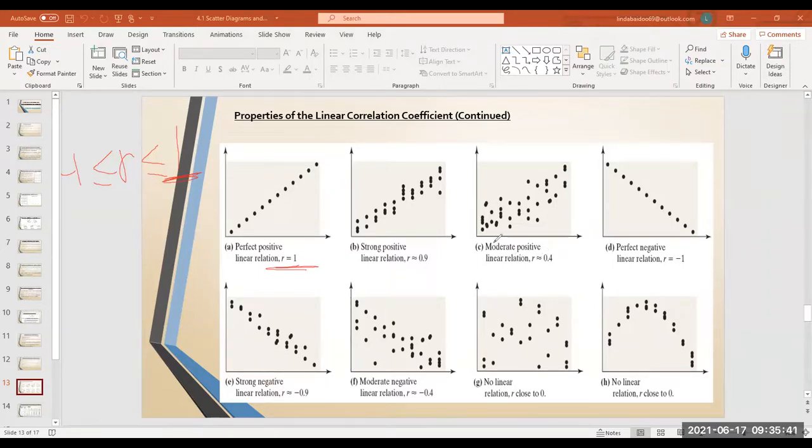And why is it positive? Still positive, because from left to right, it will increase. It doesn't matter whether you draw it here or here or there, it is still increasing, so it's positive. Now let's come to the negative.